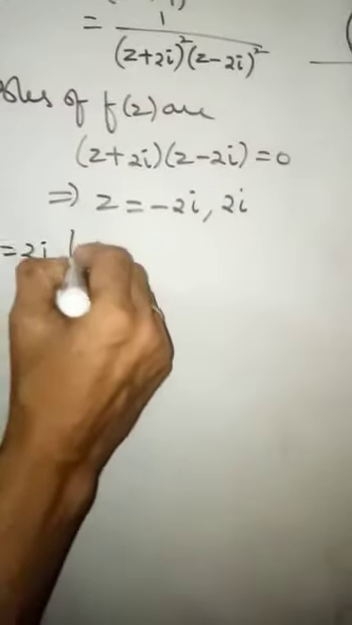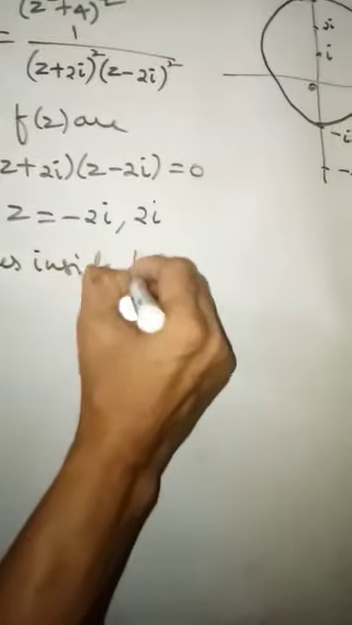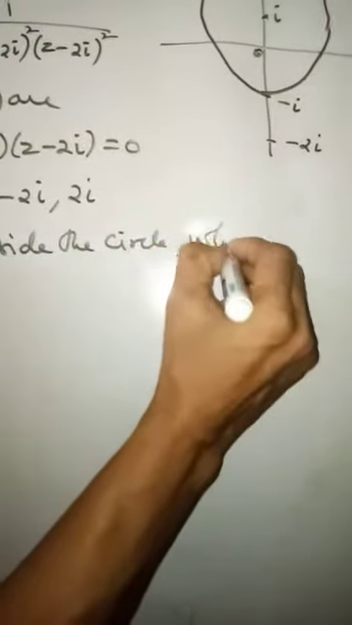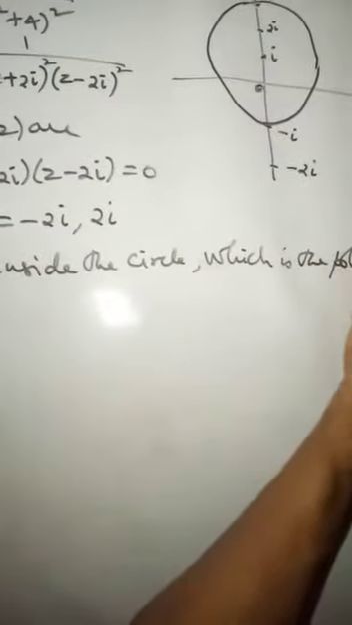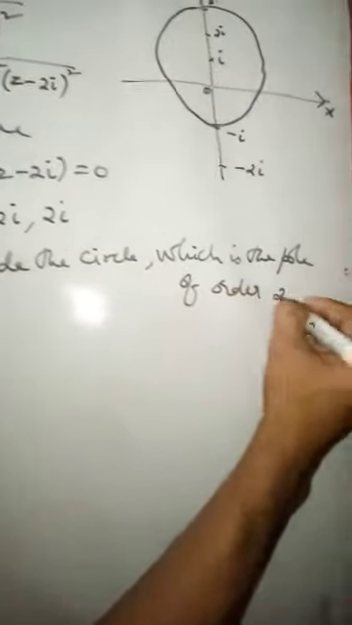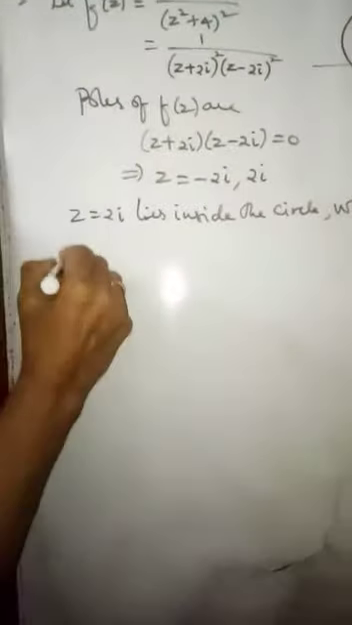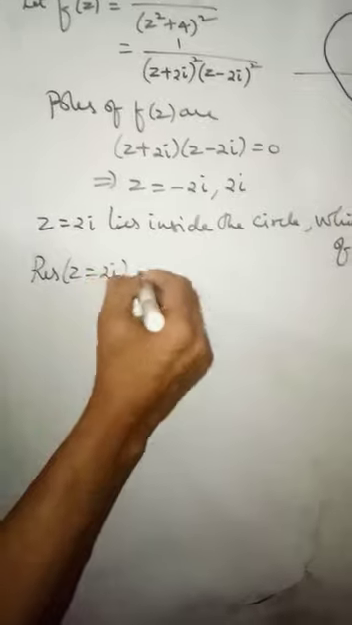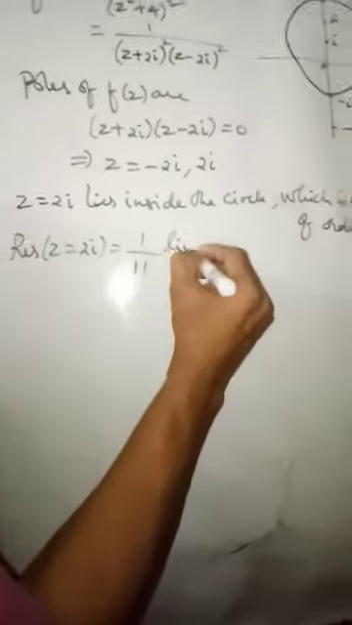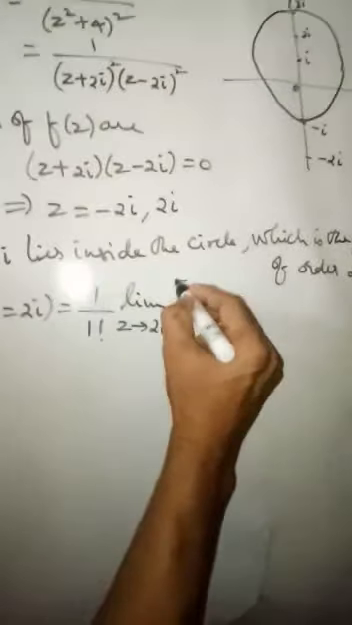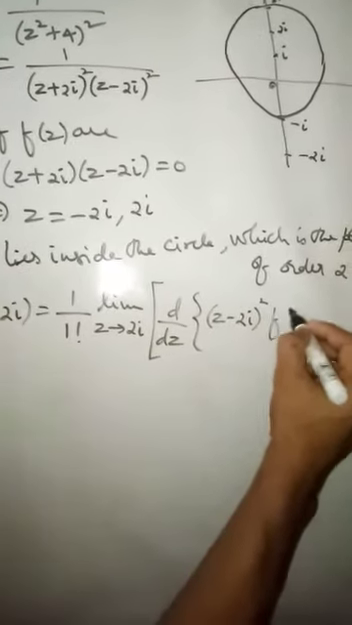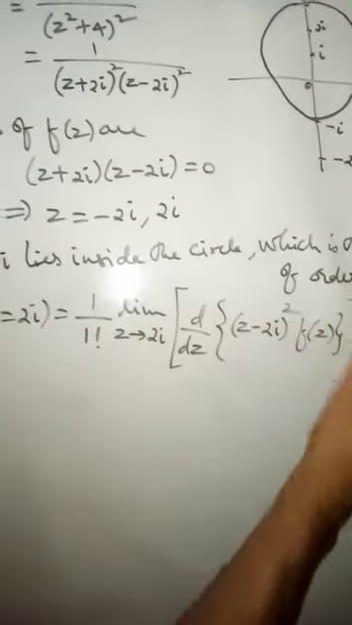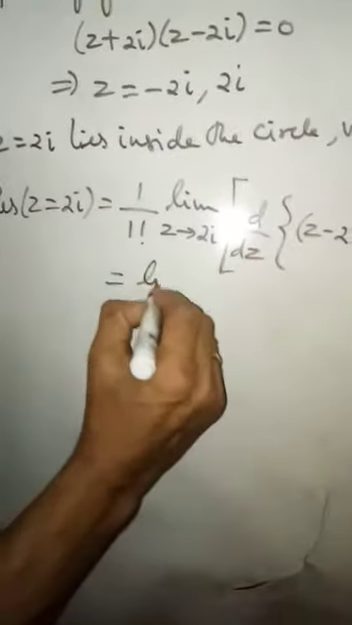So z equal to 2i lies inside the circle. You see the factor power, which is a pole of order 2, isn't it? Now find the residue for this. Pole of order 2, what is the formula? 1 by 1 factorial, limit z tends to 2i, d by dz of (z minus 2i) whole square into f of z. This is the formula for a pole of order 2. 1 by 1 factorial is 1, no need to write that.